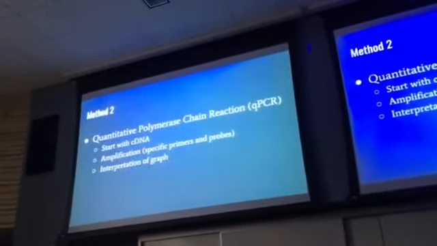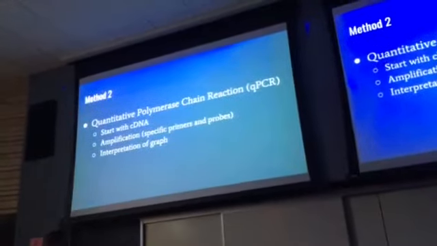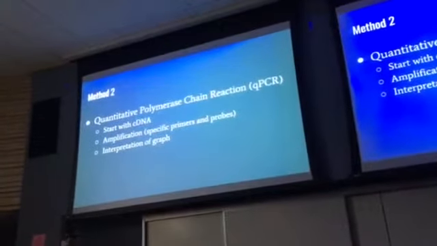So the second method is quantitative polymerase chain reaction, or qPCR. So here you can just start with the cDNA you made earlier and then amplify it with the same primers, but this time you have a probe.